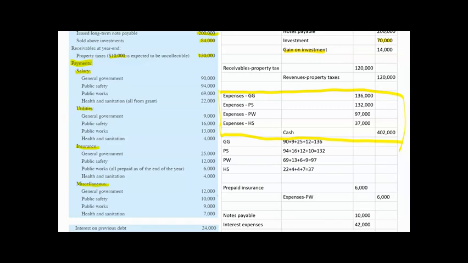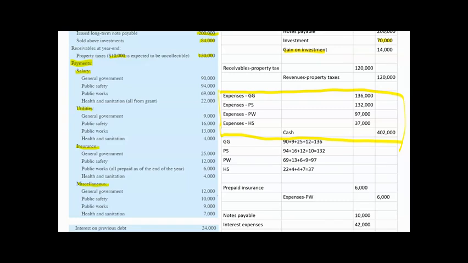Total expense for general government is 136,000. Total expense for public safety is 132,000. Total expense for public works is 97,000, and total expense for health and sanitation is 37,000. The total cash paid for those expenses is 402,000.